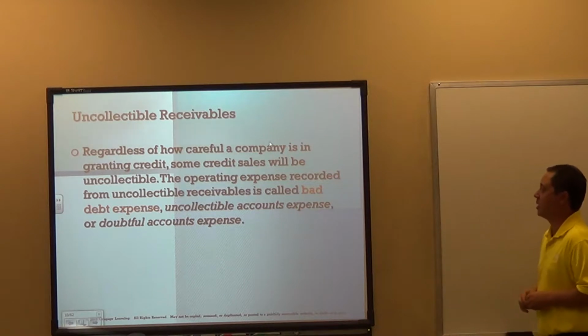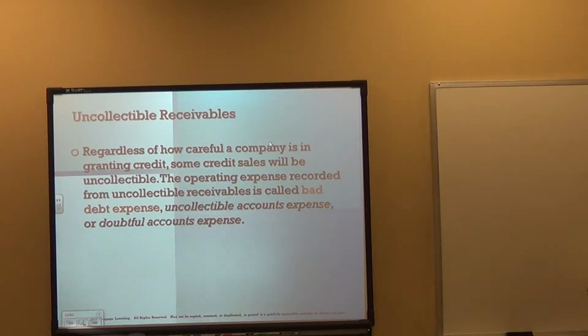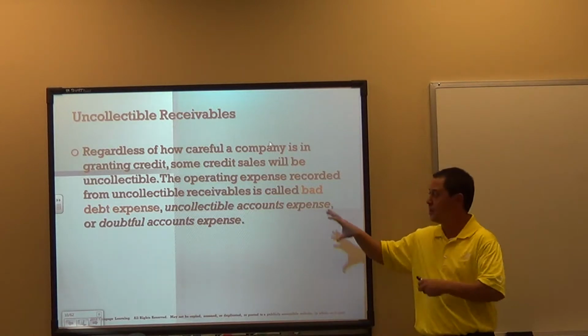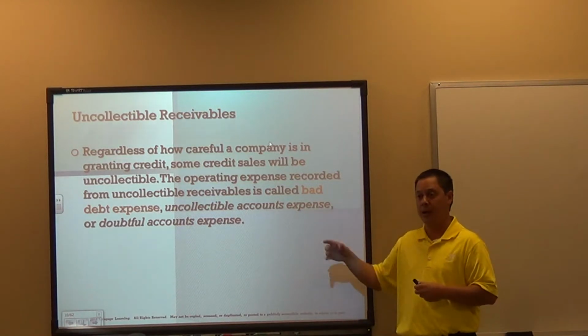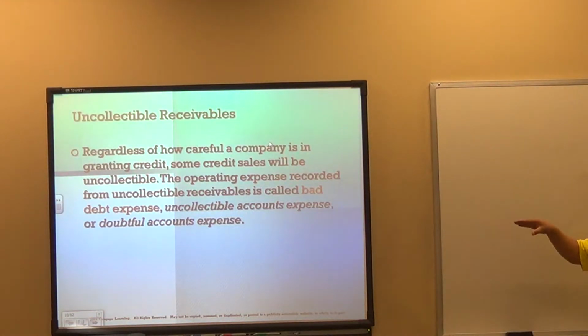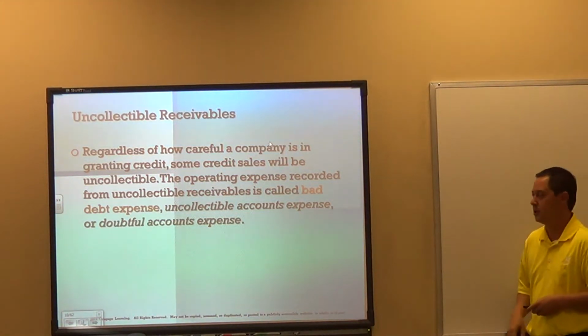And so the operating expense reported as uncollectible is bad debt expense, uncollectible accounts expense, or doubtful accounts expense, depending on how we classify it and how we're doing it. Remember at the beginning of this chapter, I showed you a couple different ways. So that's what we'll talk about, why those classifications are a little different.